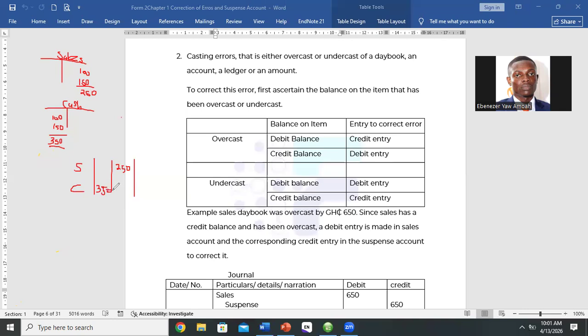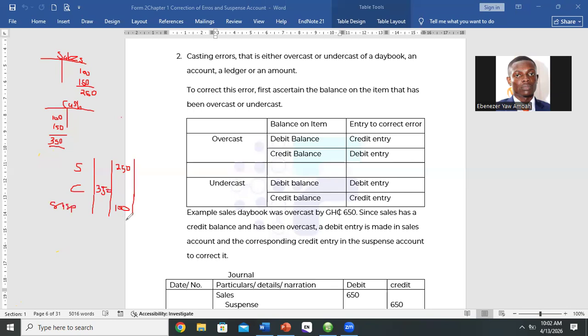100. So what to do to make your trial balance agree is for you to now put in the suspense. So we are going to put in the suspense of how much? 100 at the credit side so that our trial balance can agree. Then upon going to do the investigation, you realize that you have overcast the cash by 100. So I have demonstrated how casting errors can make the trial balance disagree.